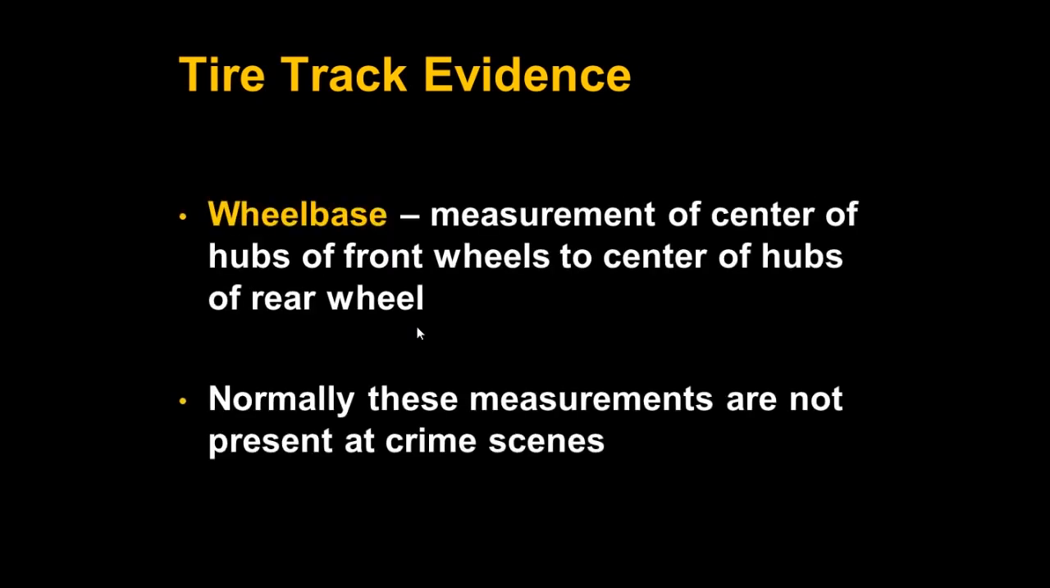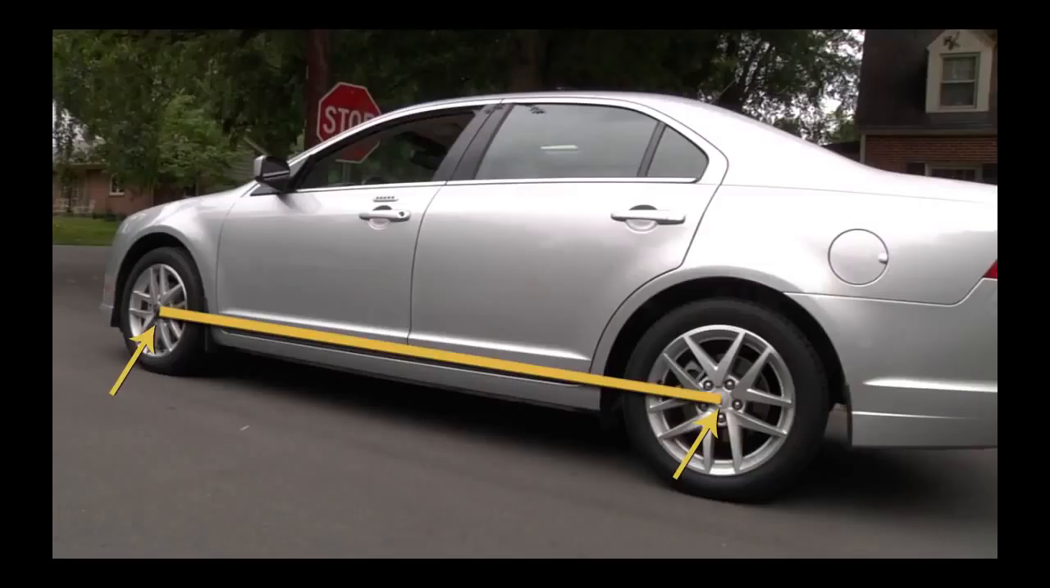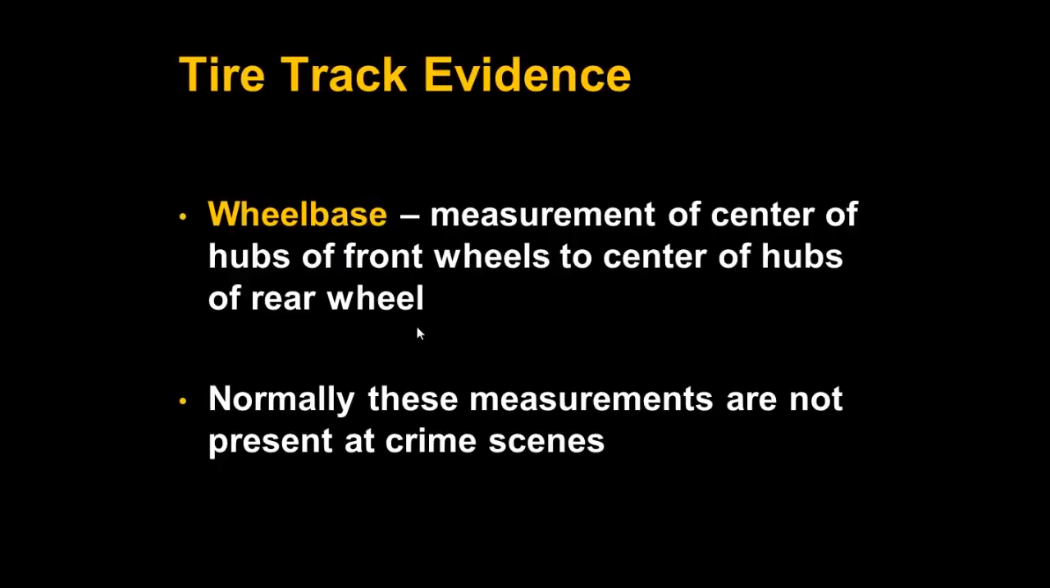Another important measurement to take from tire tracks, when available, is the wheelbase. This measurement is taken from the center of the hubs from the front wheels to the center of the hubs of the rear wheels. Unfortunately, all of the points needed to make this measurement are rarely available at an accident or crime scene. The times when this might be available are when the car is parked in snow or rain, where you could clearly see where the bottoms of all four tires were.